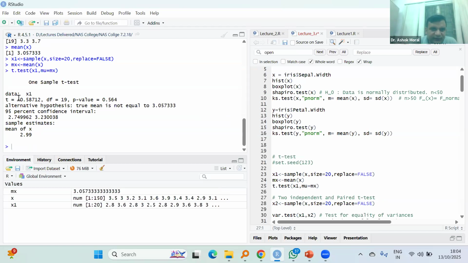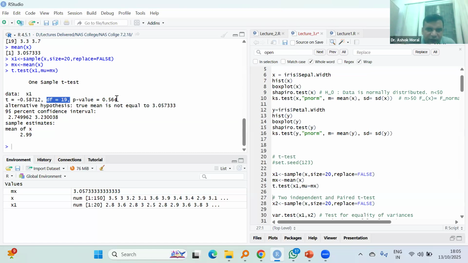So just see one thing. This is the test statistic that is based on x bar minus mu naught upon s upon root n. That is the test statistic. That statistic follows the t distribution with n minus 1 degrees of freedom. So we have the total 20 observations. That's why the degrees of freedom for this one is 19.